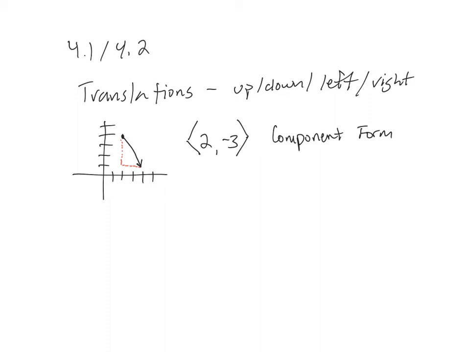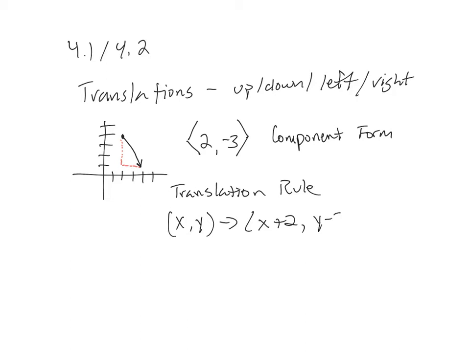If you were going to write this same thing as a translation rule, we typically say, okay, whatever point you start with, we're going to do x plus 2, y minus 3. So regardless of how it's written, component form or a translation rule, it means the same thing. Go positive 2 in the x direction, go -3 in the y direction.